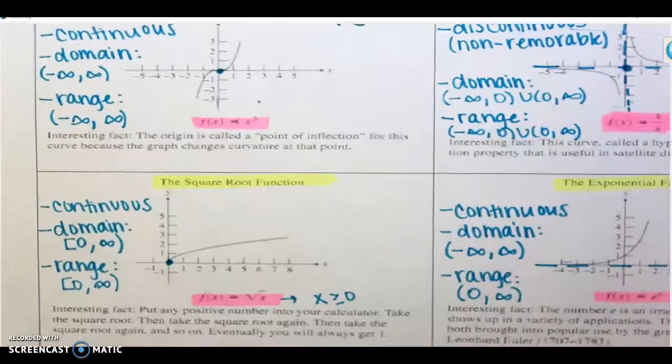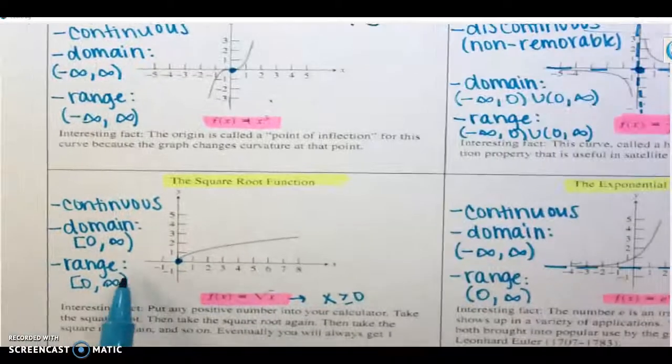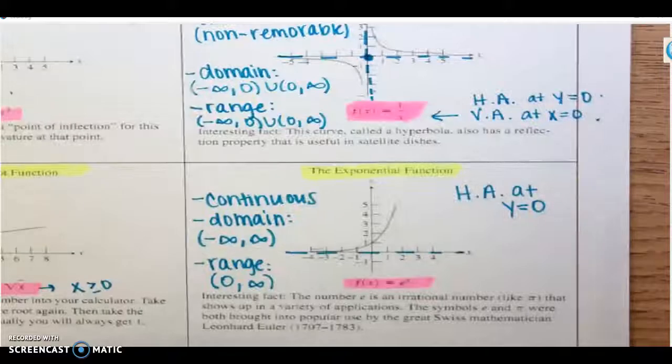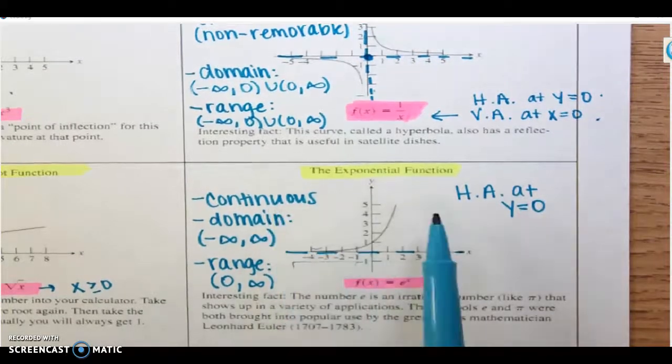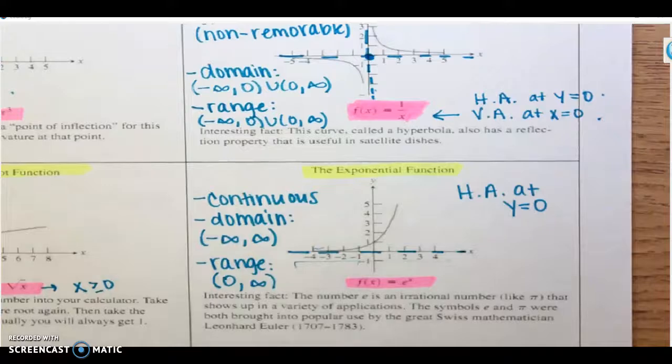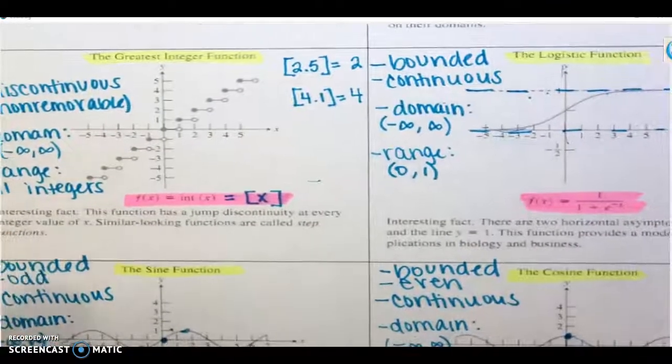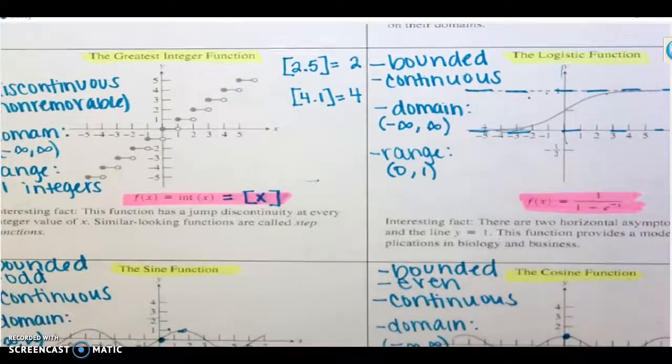And then our square root function would be bounded below because it would not go any lower than that. And then our exponential would also be bounded below, but not above. So the only three ones at the end that would be bounded above and below are our logistic, our sine and cosine. Those are the only ones that would be bounded above and below.